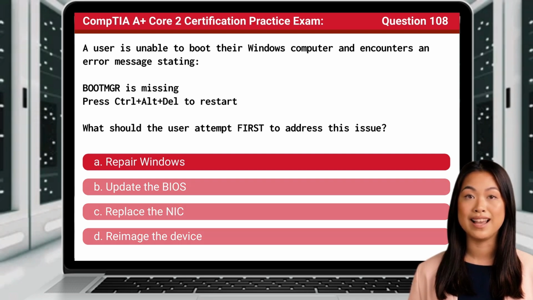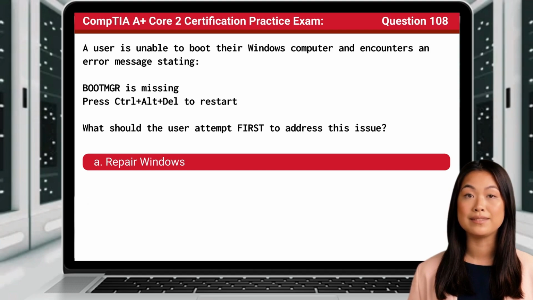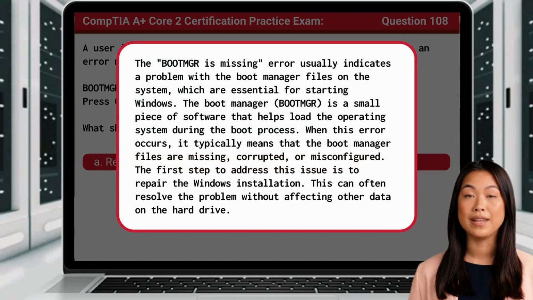The answer is A. Repair Windows. The boot manager is missing error usually indicates a problem with the boot manager files on the system, which are essential for starting Windows. The boot manager is a small piece of software that helps load the operating system during the boot process. When this error occurs, it typically means that the boot manager files are missing, corrupted, or misconfigured.